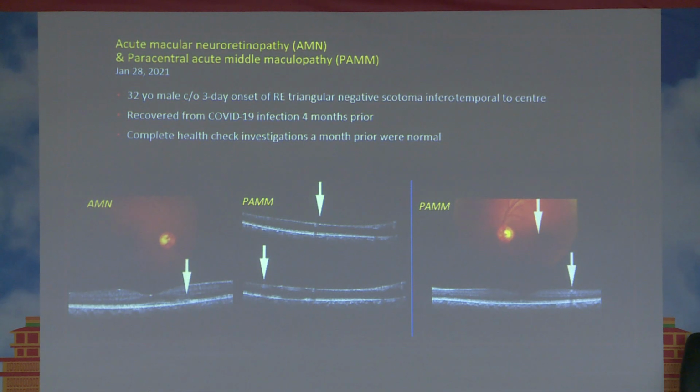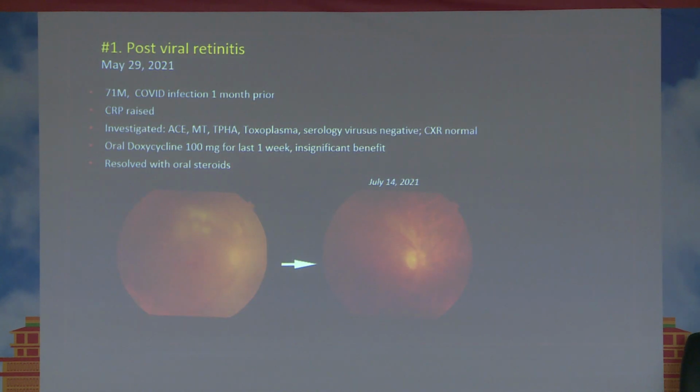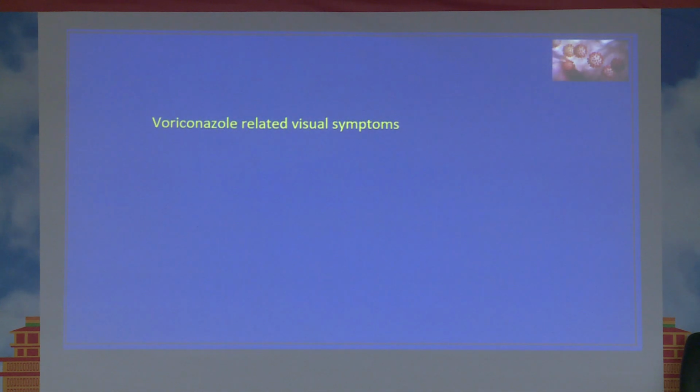Then we had a young man with triangular scotoma, and OCT showed a corresponding area of RPE disruption where there was a whitish lesion on the fundus, and superficial lesions suggestive of PAM, deeper lesion called AMN. This is a known post-viral phenomenon. We had an elderly man with post-viral retinitis who responded only to steroids, and another younger male who responded only to ranibizumab. The macular edema component responded only to anti-VEGF, not to steroids.